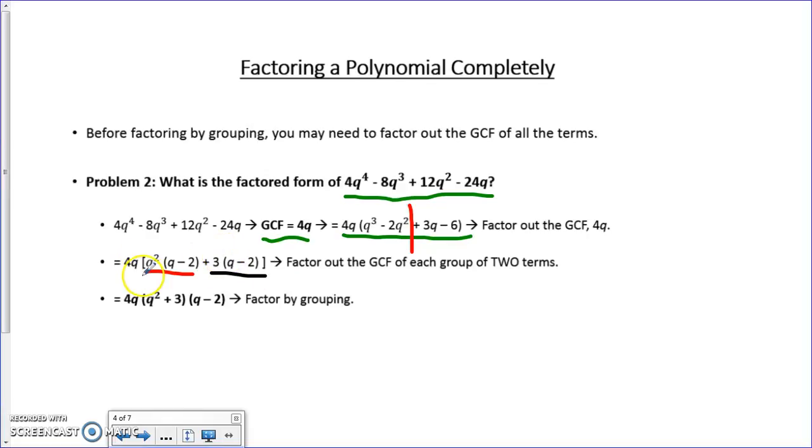Remember, when we're factoring out the GCF of each group of two terms, we want to make sure that whatever terms are inside parentheses are the same. So again, the GCF 4q comes along for the ride, and we factor by grouping. So our final answer is 4q times q squared plus 3 times q minus 2.